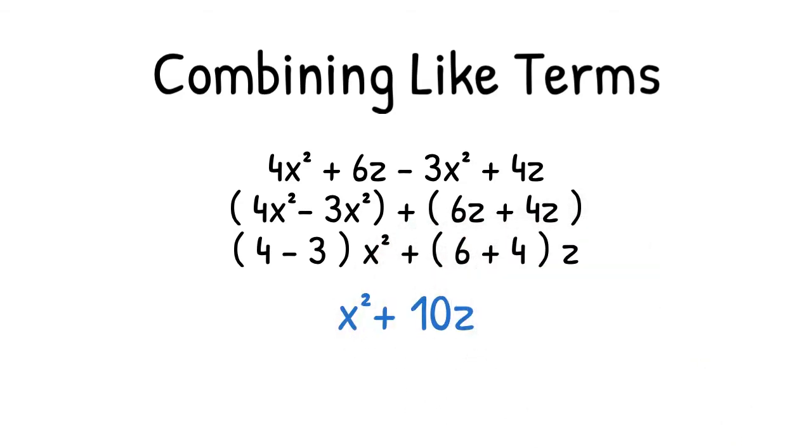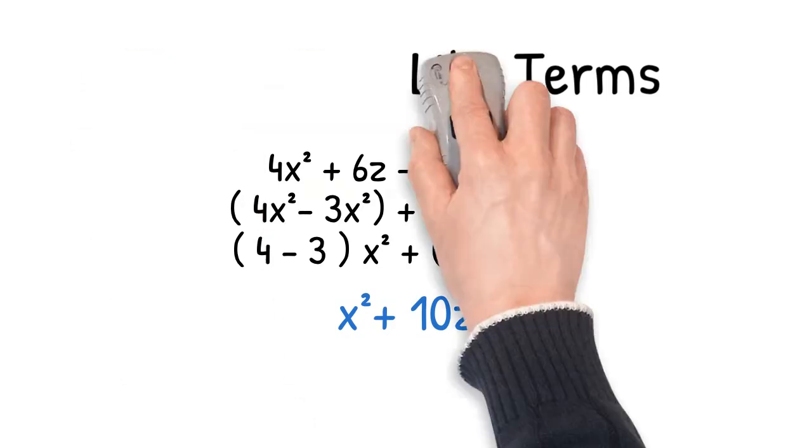Notice, however, that on the x squared, there is no 1, because 1 times anything is that anything. And we always want to write our answers in lowest terms. So 1x squared is x squared.